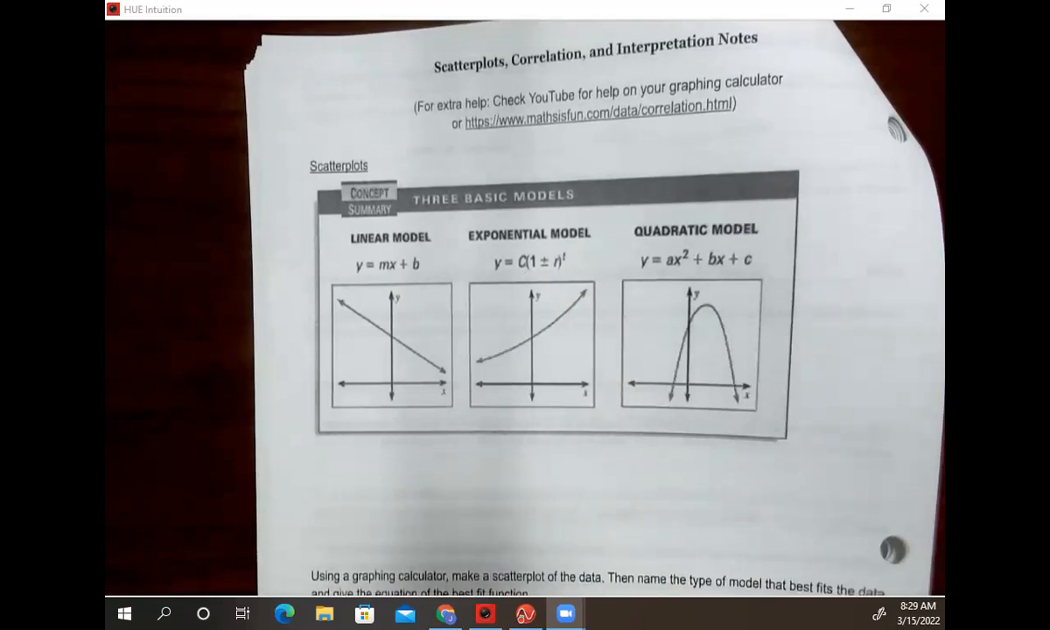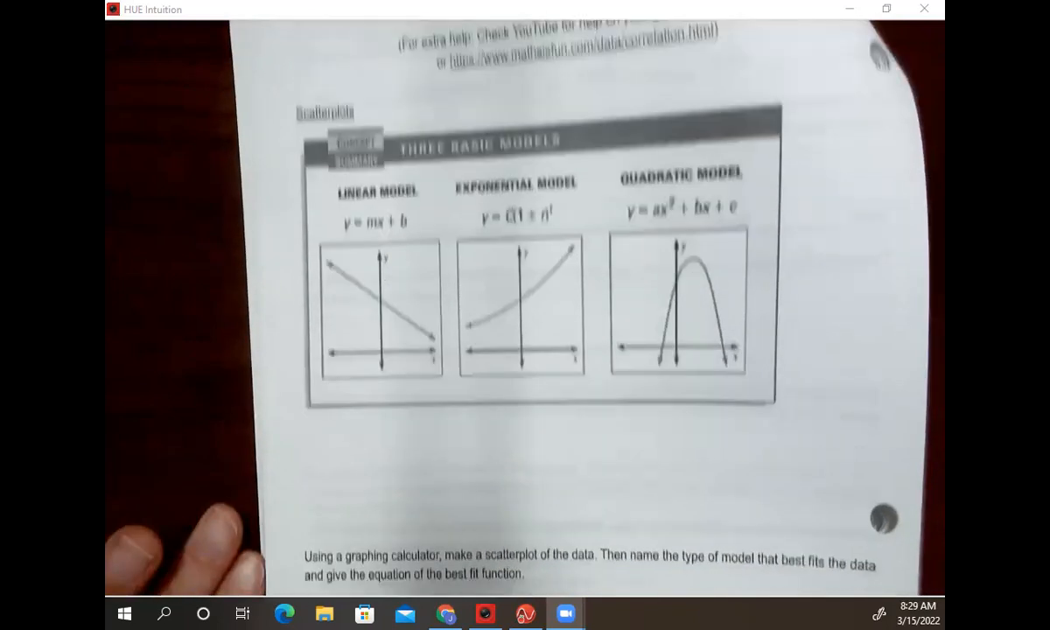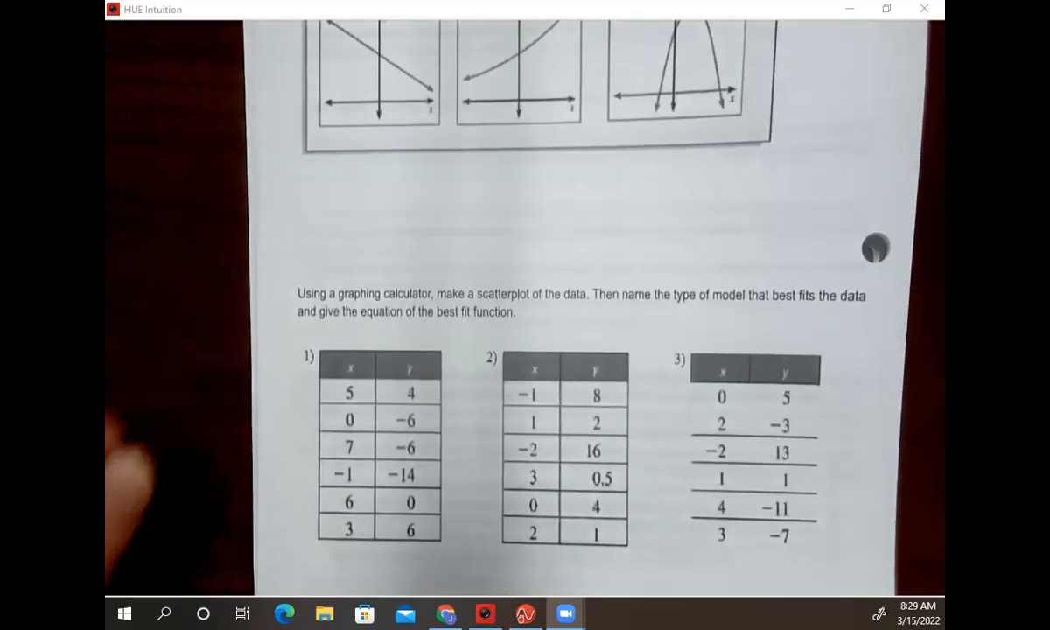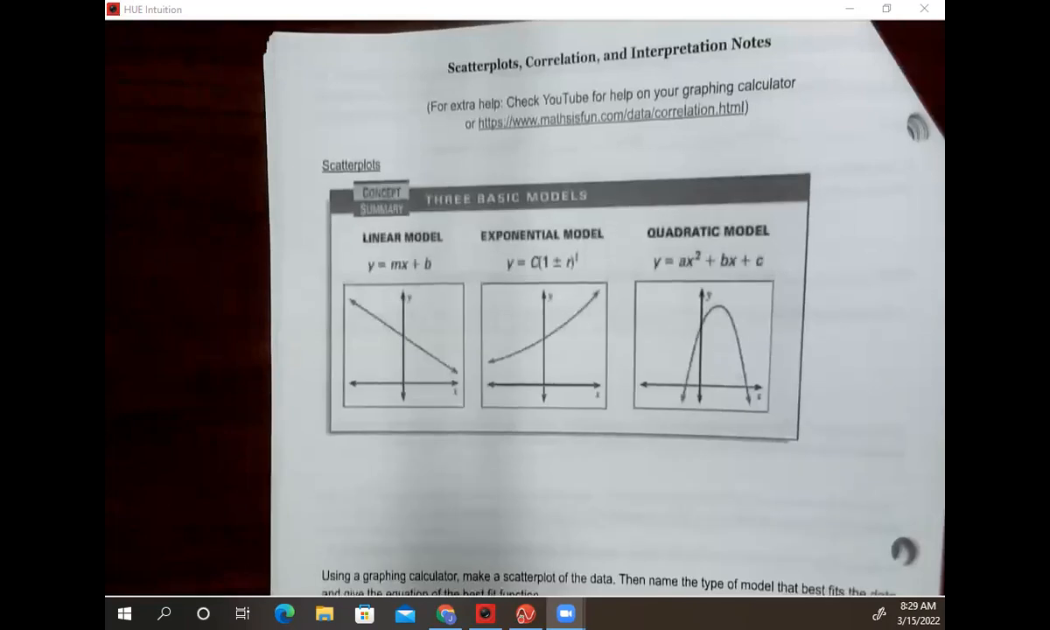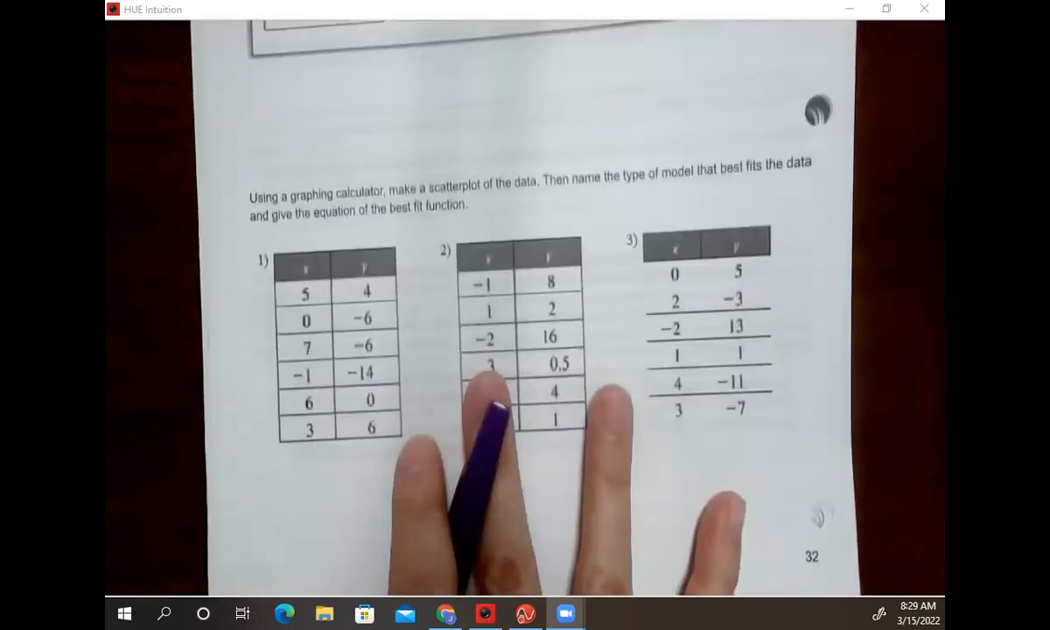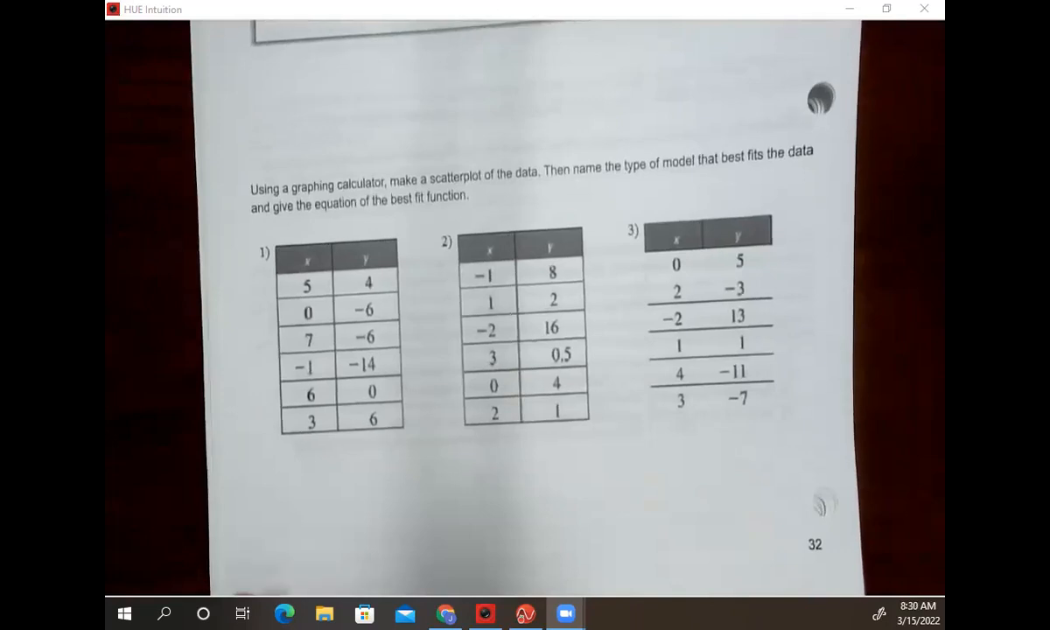So we're going to take a look at the bottom of page 32. We've got 3 different tables of values here. So we're going to use our graphing calculator to make a scatter plot of this data. And then we're going to determine which model of the 3 that we're going to focus on, linear, exponential, and quadratic, which of those models best fits the data that we've got here.